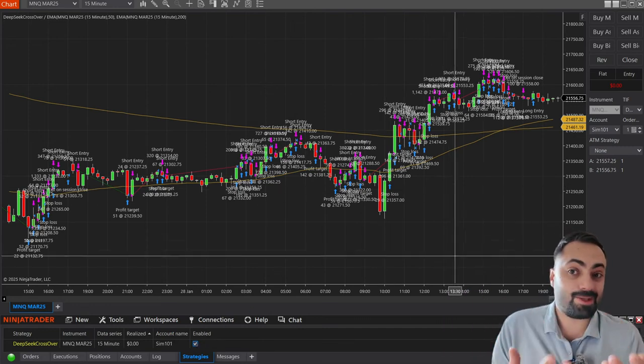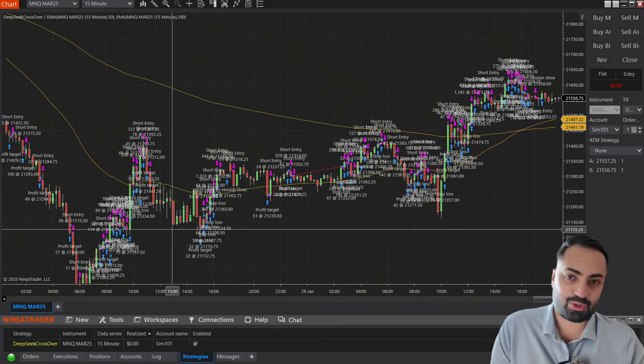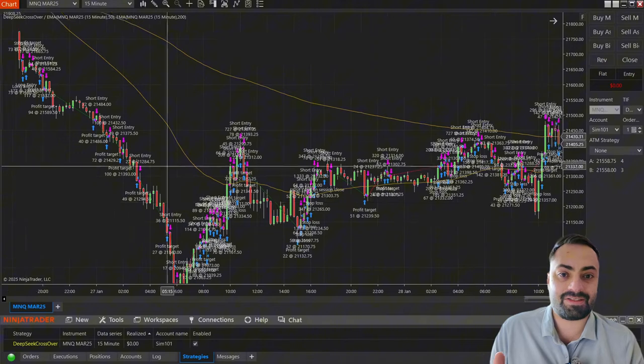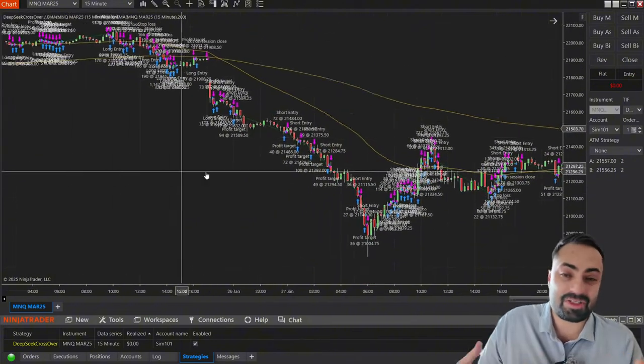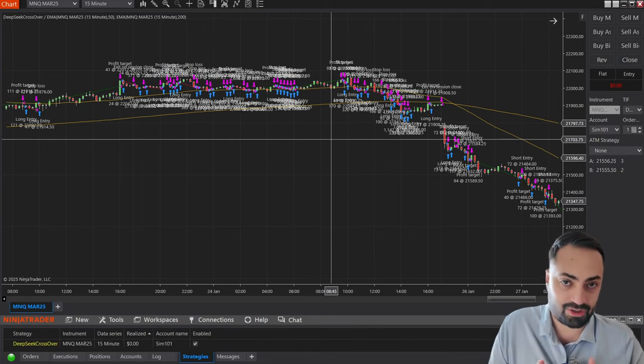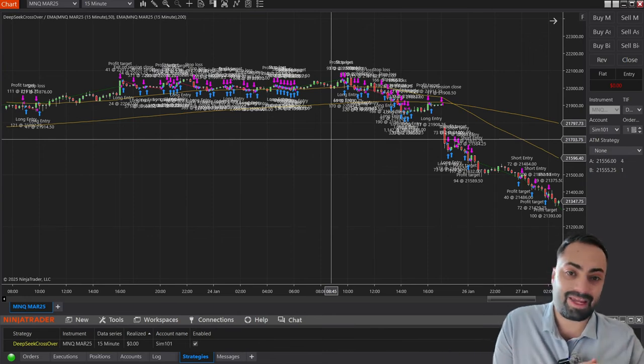So this strategy is supposed to be a 50 EMA crosses a 200 EMA, but it seems to just be taking trades at any given time. It doesn't seem to be taking trades based on any crossover at all. It's just constantly hitting a profit or a stop and re-entering.